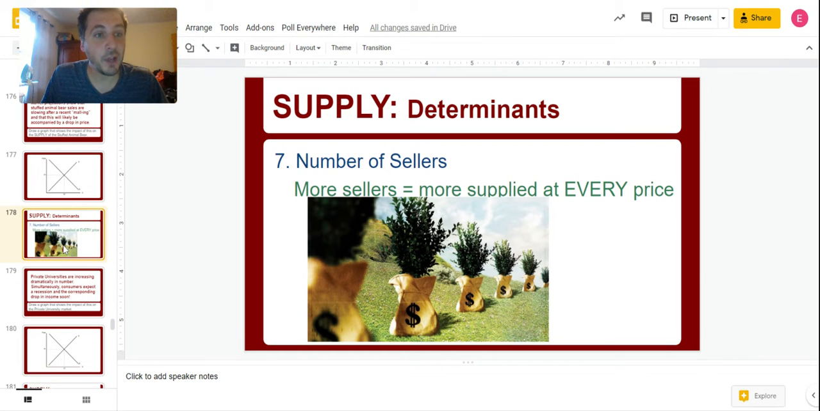I believe this is our final shifter or determinant. Woo, yay. All right. So, number of sellers. This is super common sense. Hopefully, it makes sense for you. If there are more businesses that want to sell this product, supply is going to go up because there's more of them selling it. And if there are fewer businesses, fewer sellers, supply is going to go down because there are fewer businesses selling it. It's really, really common sense.